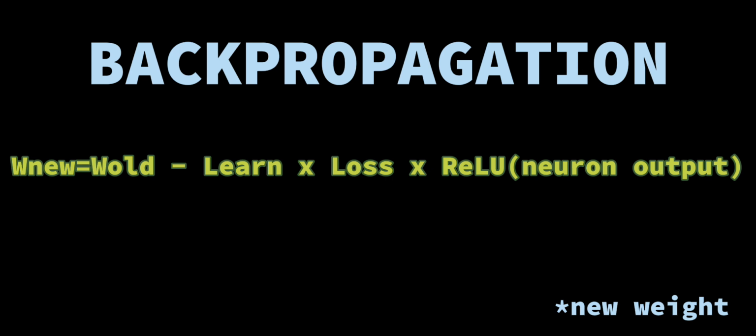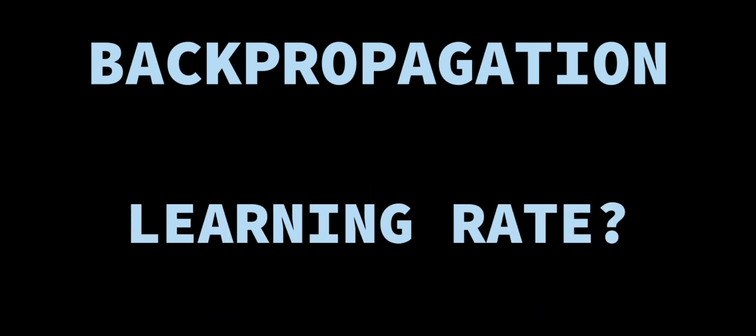Old weight, or old bias, equals new weight or new bias minus learning rate times loss times ReLU output. So yeah, that is how you do it. Now you may be wondering, wait a second, what is the loss, and what is the learning rate?